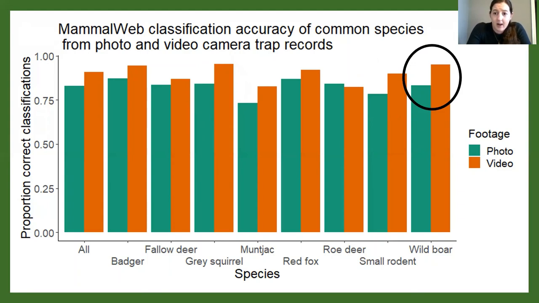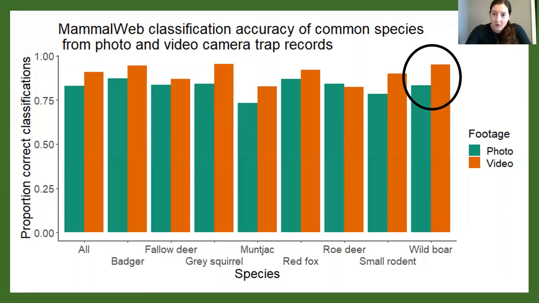Interestingly, we also see a fairly large difference for wild boar as well. And so while wild boar are a lot bigger than, you know, mice or squirrels, they blend into the forest surprisingly well. So they're generally active at night, which means the footage that we have of them is mostly in black and white. And they're a very dark coloured animal. And if they're not moving, they can look surprisingly similar to a bush or a rock, just, you know, blending into the background of the forest.